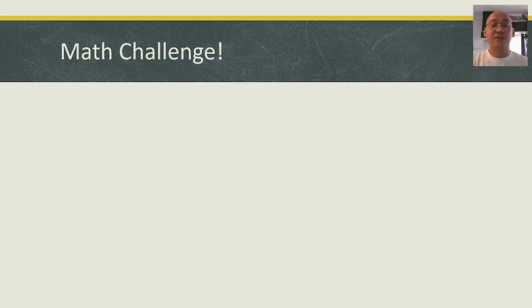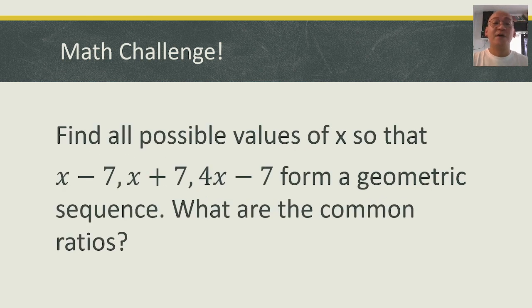Of course, I have this math challenge for you guys. Find all possible values of x so that x minus 7, x plus 7, 4x minus 7 form a geometric sequence. What are the common ratios?